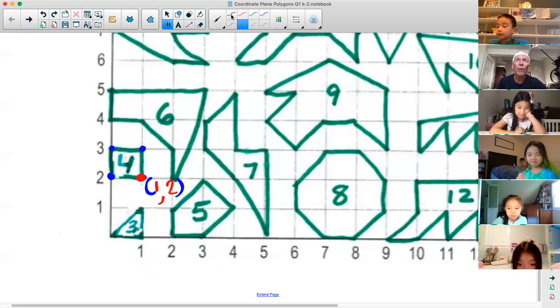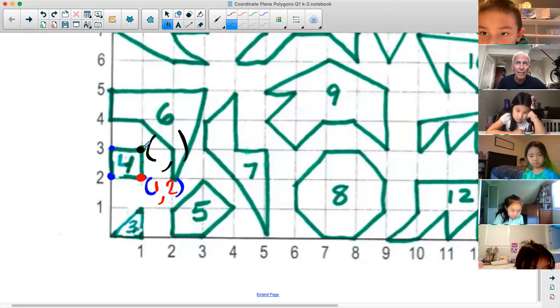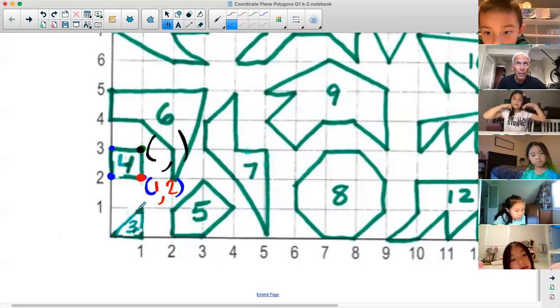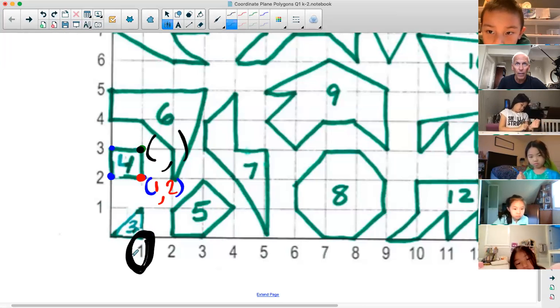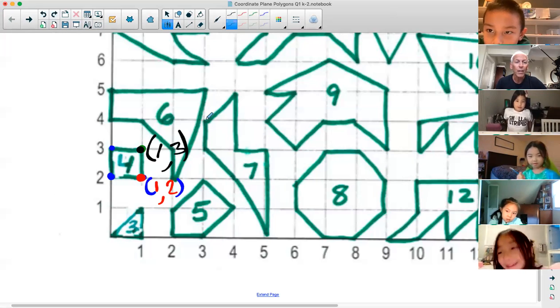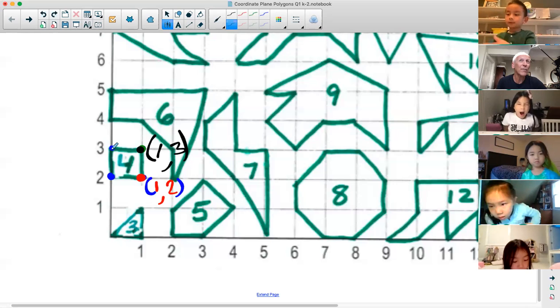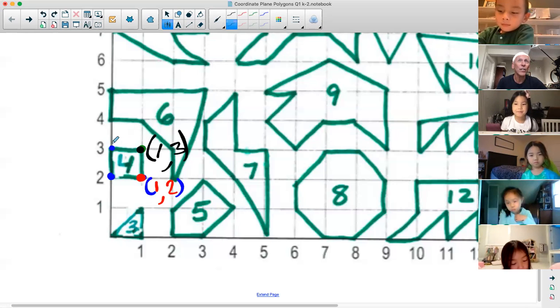1, 2. Larry, would you like to find the green dot? Actually, no, I'm going to call it the black dot. Can you tell me the coordinates of this black dot? First, name the elevator, then name the floor. What's the elevator? 1. And what's the floor? How far up? 3. Everybody say 1, 3. 1, 3. 1, 3.